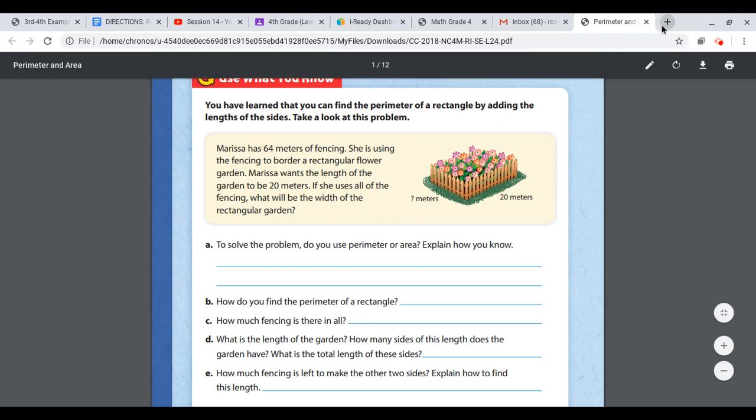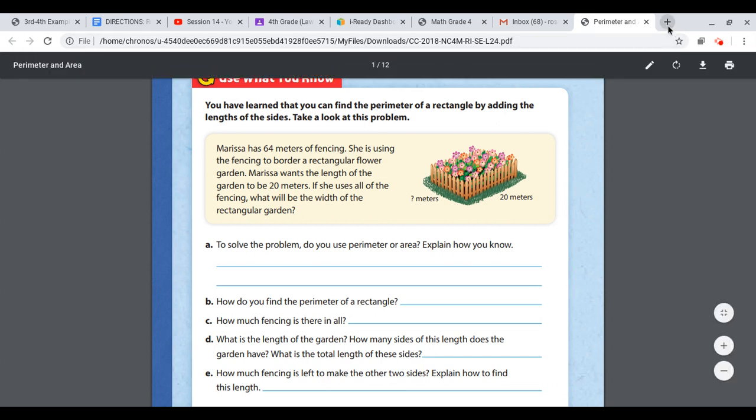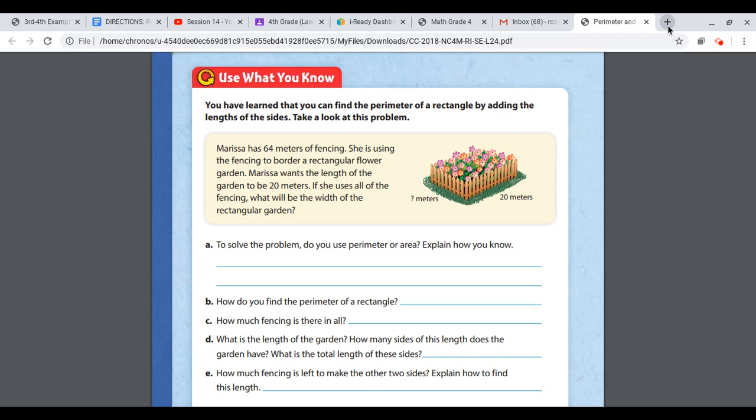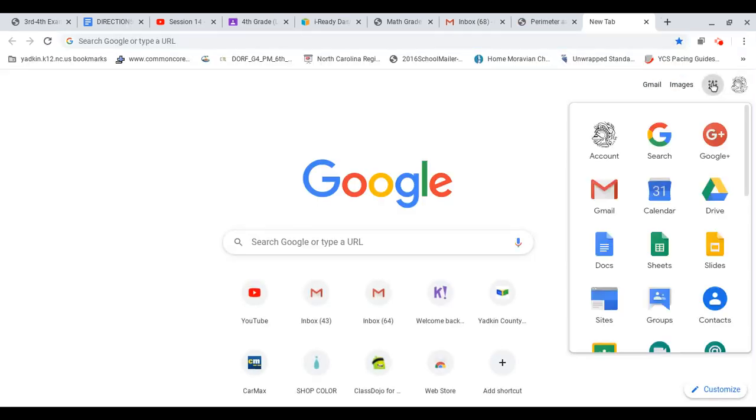So let me get out, let's see if I can find my drawing tools. There, okay. Let me get a new document here.